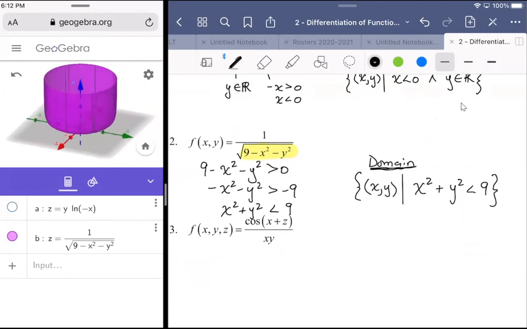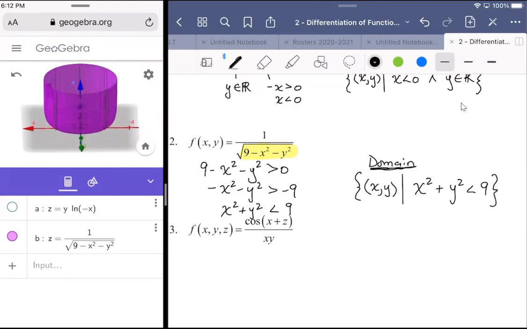GeoGebra is a good resource when it comes to this. It more than makes up for the fact that it's a royal pain to use when it comes to actually physically typing stuff in. But it does pay off in terms of the visuals that we get.